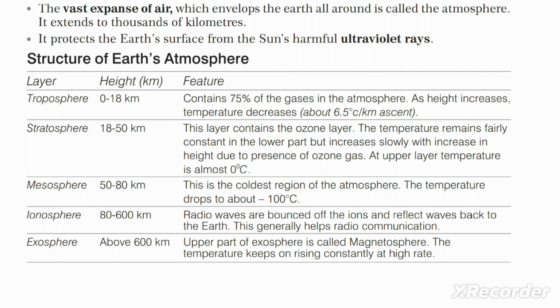Stratosphere, 18 to 50 km. This layer contains the ozone layer. The temperature remains fairly constant in the lower part but increases slowly with increase in height due to presence of ozone gas. At upper layer, temperature is almost 0 degrees Celsius.